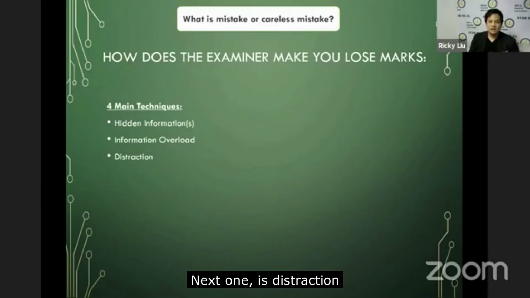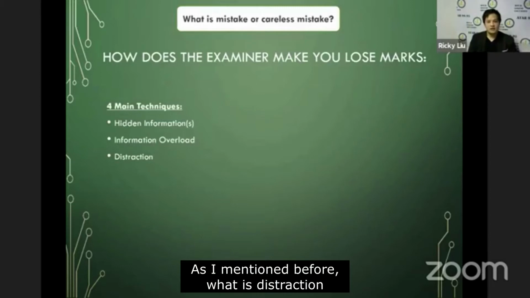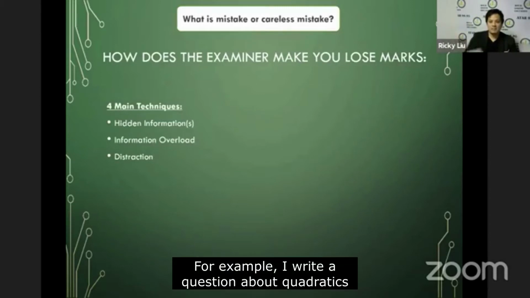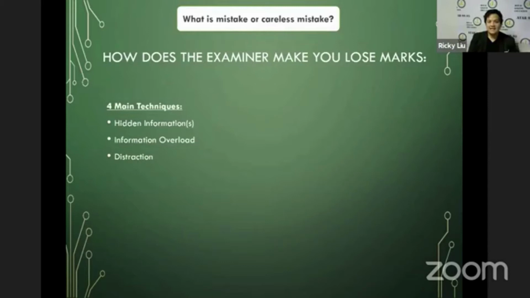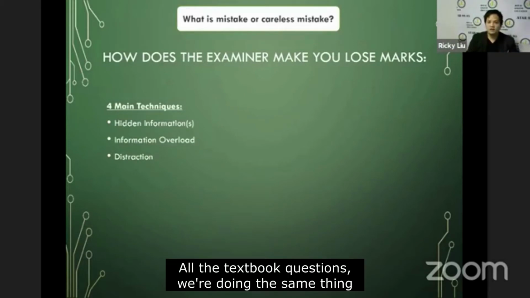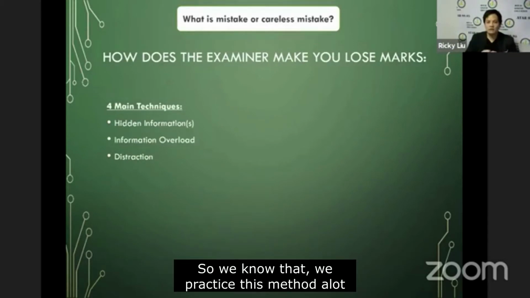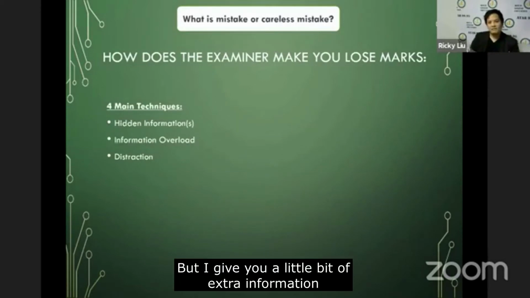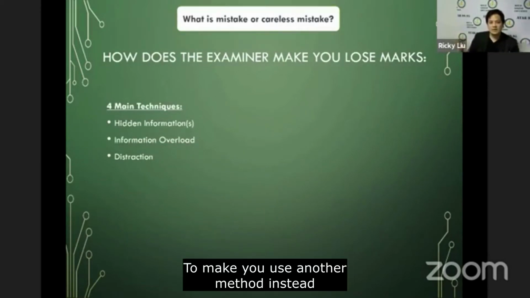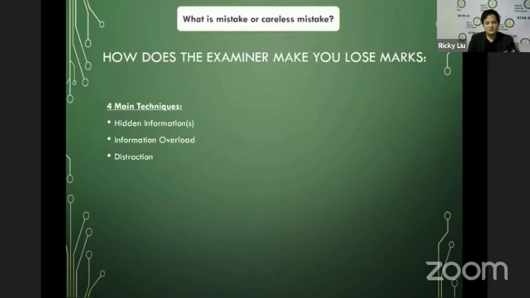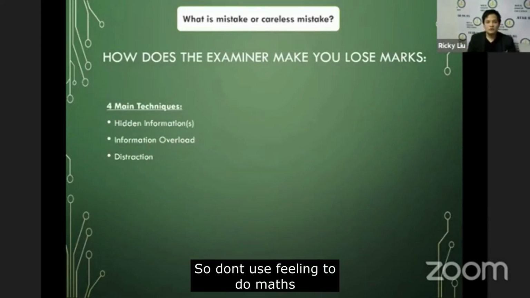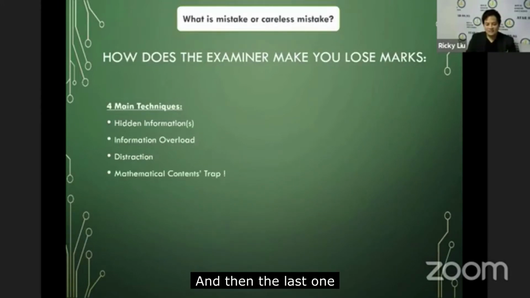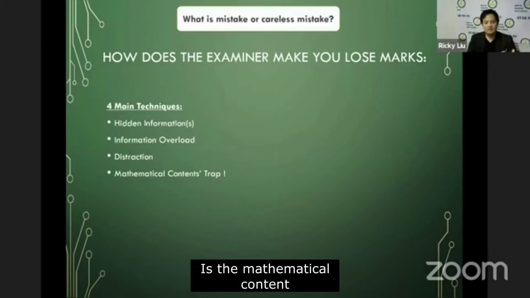Next one is distraction. As I mentioned before, for example, I write a question about projectiles. 9 out of 10 times, we do the same thing. All the textbook questions, we're doing the same thing. So we know that you practice this method a lot. So I purposely write a question that looks very similar to this, but I give you a little bit of extra information to make you use another method instead. So this is about distraction. So don't use feeling to do math, okay? You always get distracted.